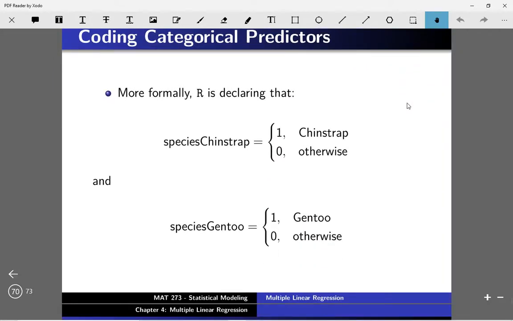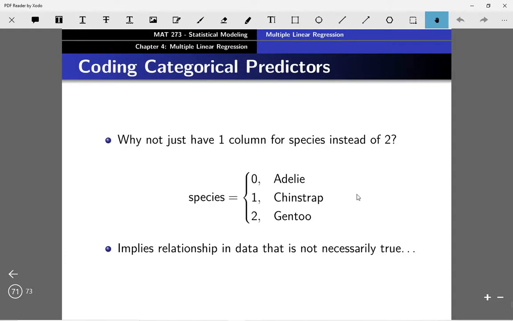So one way to think about this from a mathematical standpoint, where we formally define things, R is declaring that this species chinstrap variable is equal to 1 if species is chinstrap and 0 otherwise. And then similarly, for species Gentoo, it's equal to 1 in the case that the species is Gentoo and 0 for all other cases. That's how R is formally defining this.